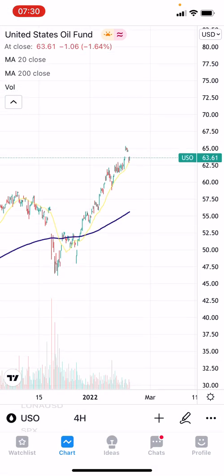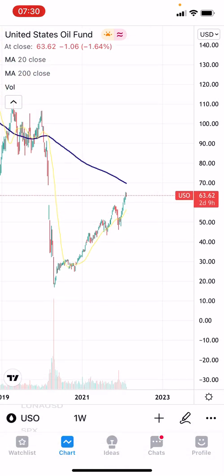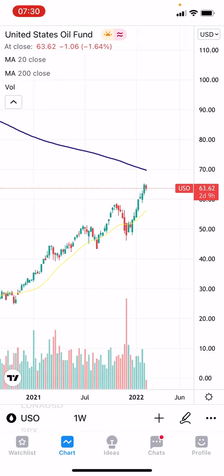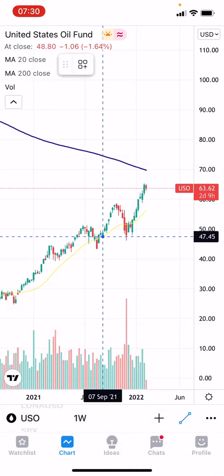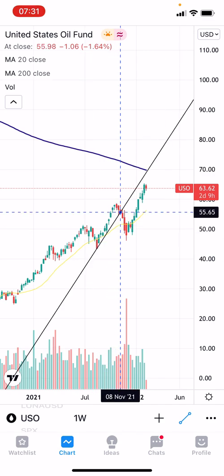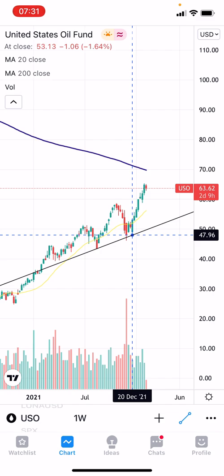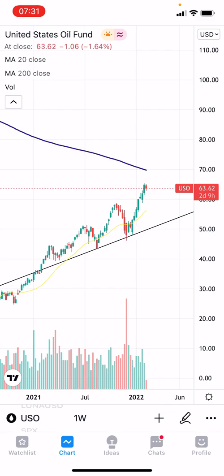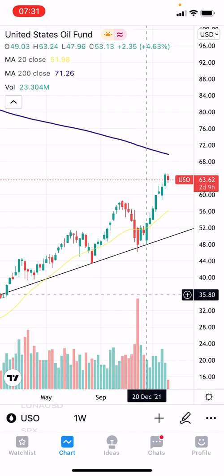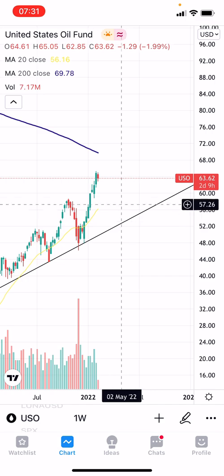Okay, so here is USO. Here's a major pivot low, right? Here's a trend line, and then here's another one. You can actually take probably this one here. I'm trying to get as many touches as I can, so you get 1, 2, 3, okay? If price ever comes back down to here, this will give me a good buy signal.